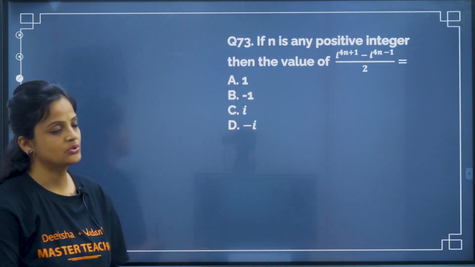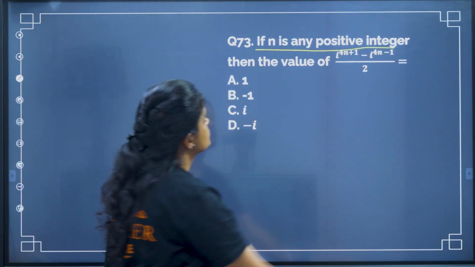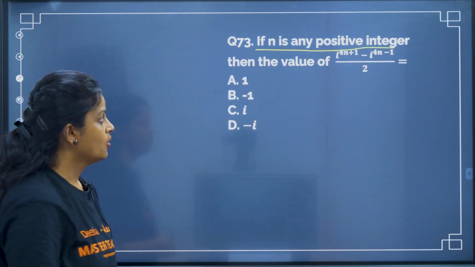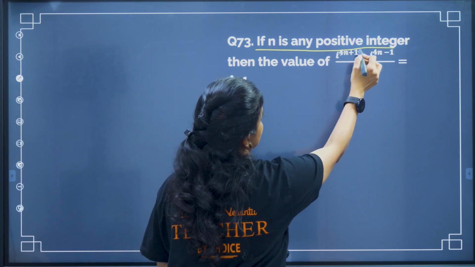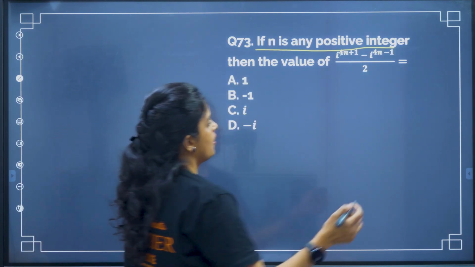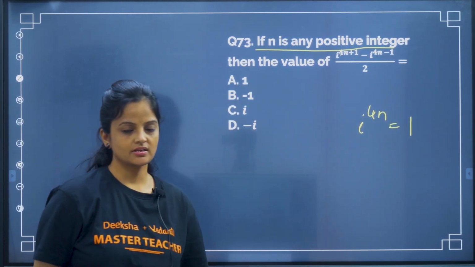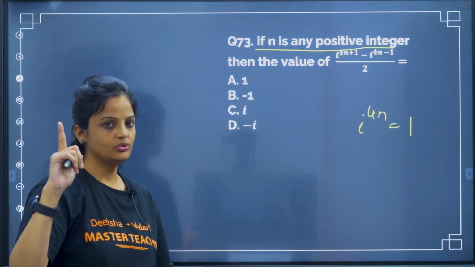Let's see the next question. 73. If n is any positive integer, then the value of i power 4n plus 1 minus i power 4n minus 1, divided by 2. All of you know that i power 4n is 1, isn't it? A multiple of 4 will give you 1.